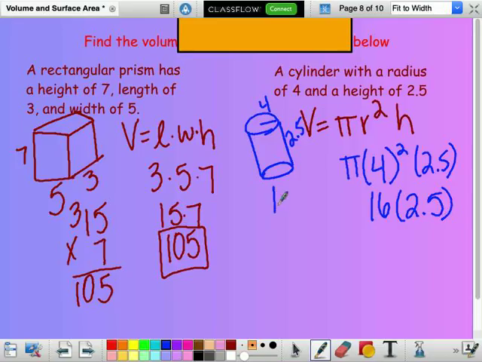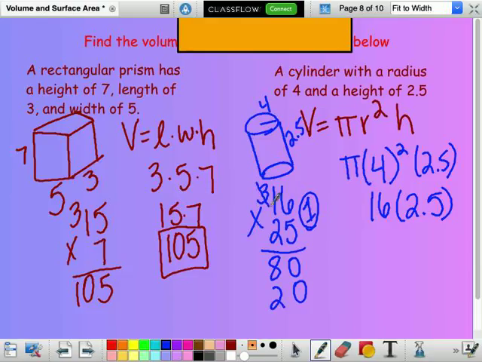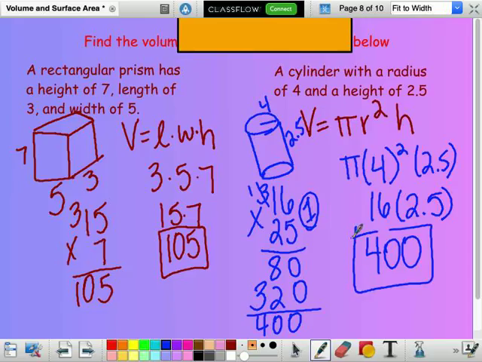Okay, so 16 times 2.5. I have 1 decimal point that I moved out. I'll save that for later. 5 times 6 is 30. 5 times 1 is 5, plus 3 is 8. 2 times 6 is 12. That's a 1. 2 times 1 is 2, plus 1 is 3. And that's going to give us 400. Okay, so then I know that our volume is 400. Again, that doesn't have any units on it, so we're just going to keep it as 400.